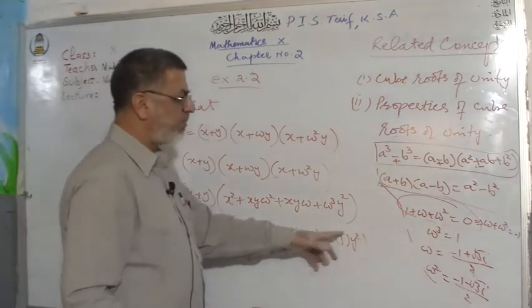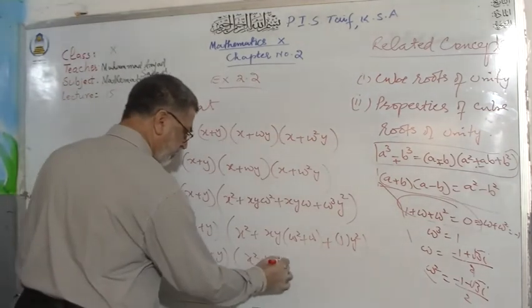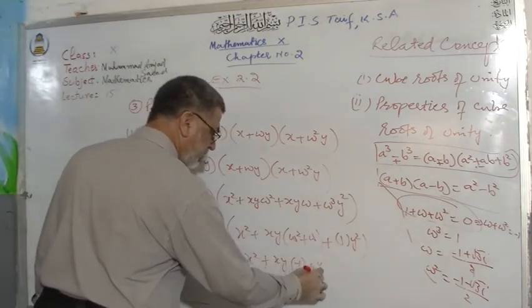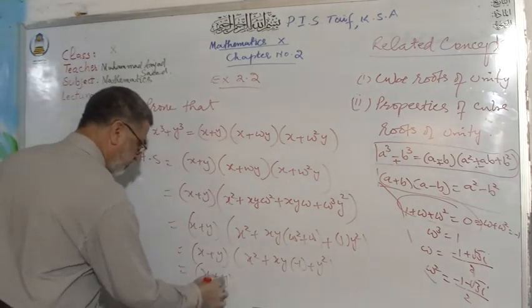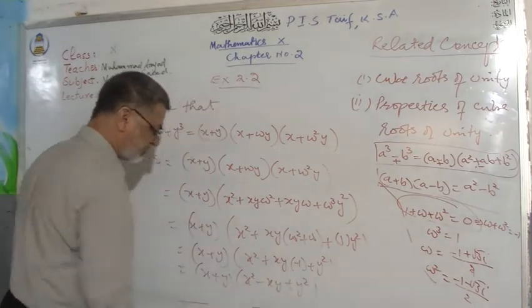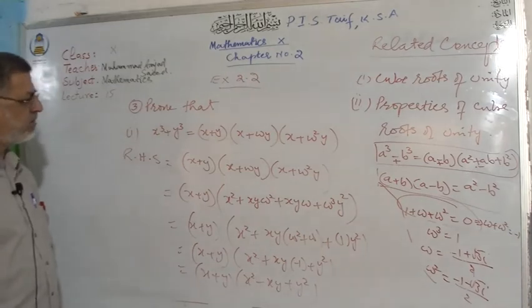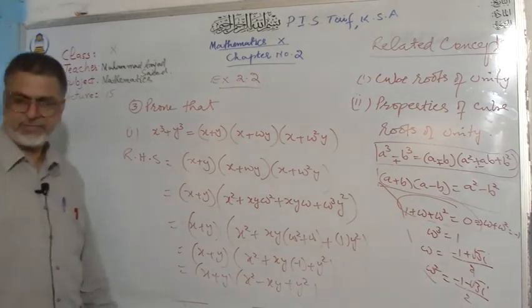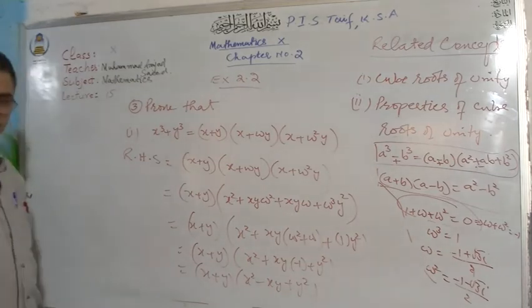What about omega plus omega square value? That will be minus 1. x plus y into x square minus xy plus y square. That is your right hand side.